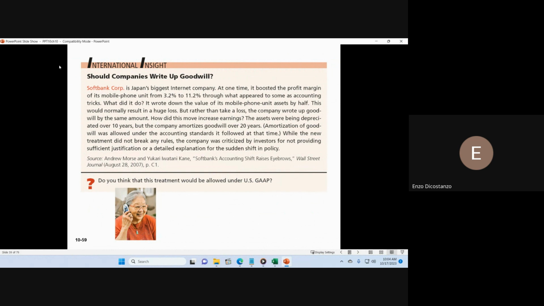Now, if you can do it, do it. But if it's illegal, obviously don't do it. If it's outside the regulations, you certainly can't do it. Amortization of goodwill was allowed under the accounting standards and was followed at the time. But even though the new treatment did not break any rules, the company was criticized by investors for not providing sufficient justification or a detailed explanation.